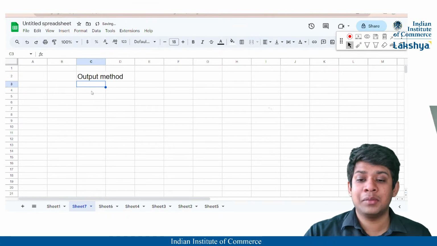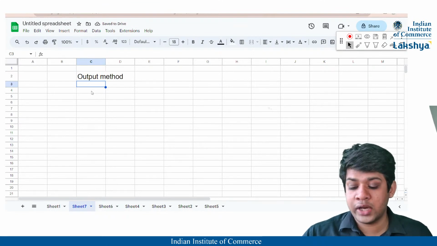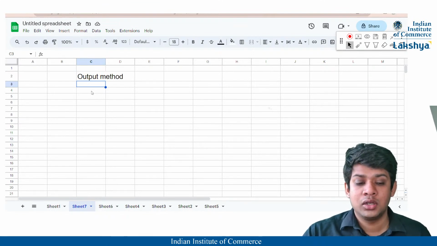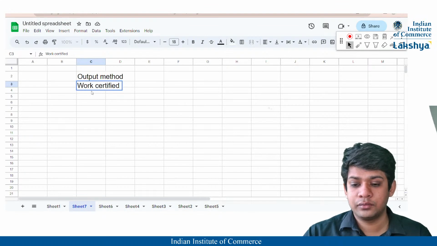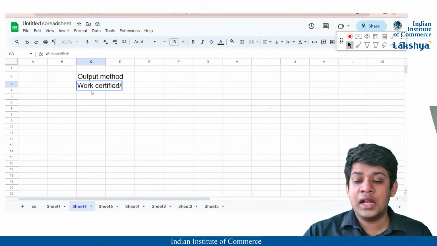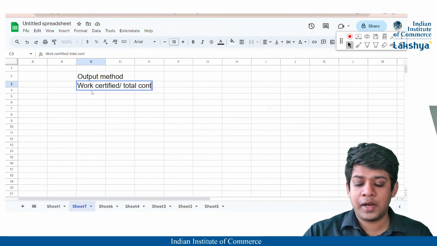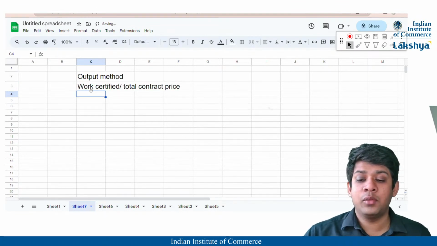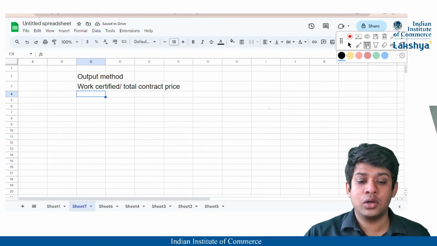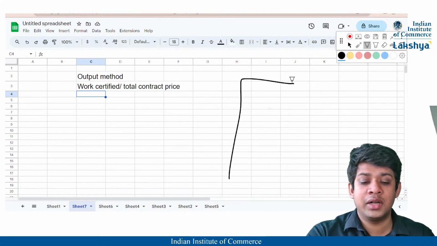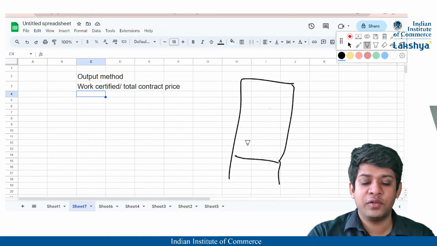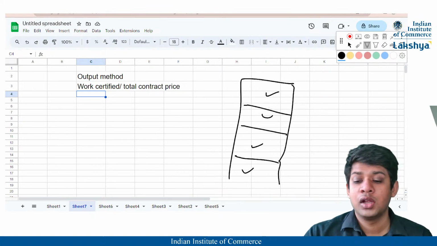Output method means nothing but going to the project and actually certifying the work, looking at the work and certifying it, right? So it is technically the work certified, divided by the total contract price, right? It will be work certified divided by the total contract price. Maybe say I'm constructing a building of 4 floors, right? 1, 2, 3, and 4.